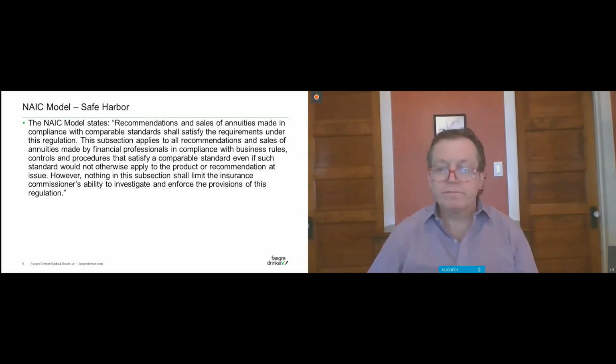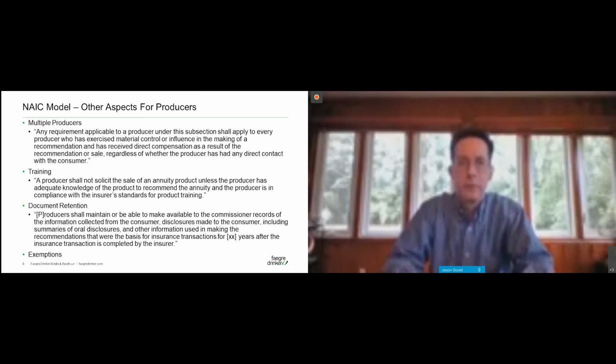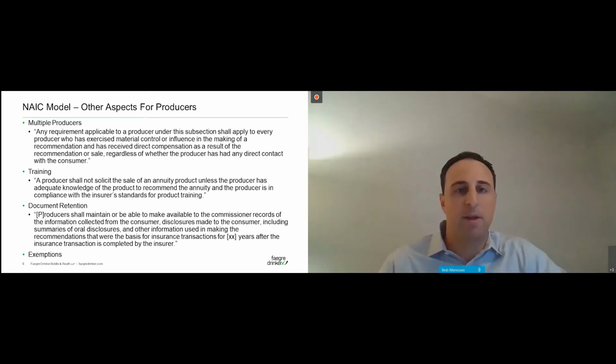Great, yeah, that's super helpful. So Bob, other than the best interest obligations, what else should producers be aware of in the revised model? Yeah, I think there's maybe four other aspects of the model that we should mention in today's setting.